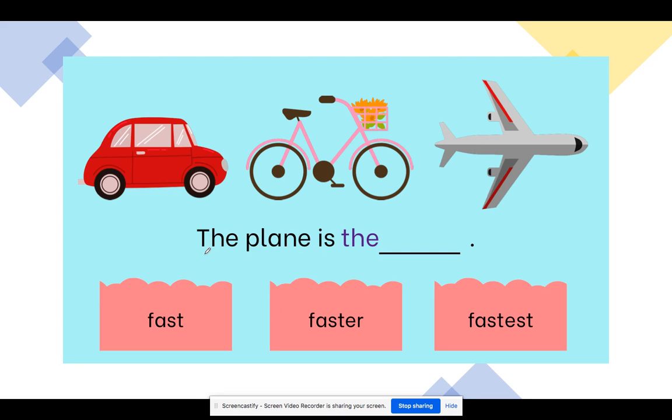Now let's look at the next one. It says the plane is the... Well, I know I'm talking about the plane, but I'm comparing the plane to all 3 forms of transportation: the car, the bike, and the plane. So looking at all three, comparing three or more items, think about what you're going to need to do. Should it be the plane is the fast, the plane is the faster, or the plane is the fastest? Well, if I'm comparing all three, I'm going to add est. It should be the plane is the fastest.